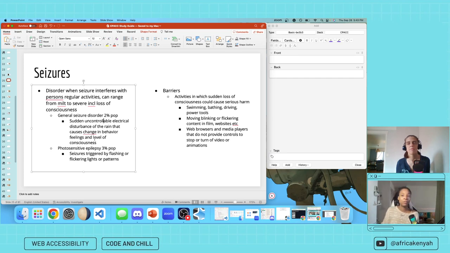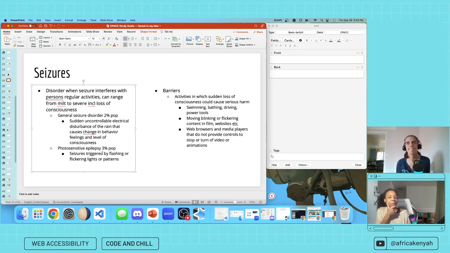So these are the classic seizures that you think of probably. And then photosensitive epilepsy are the ones that are triggered by flashes of light. And I think that's what a lot of people think of when they think about seizures, having it happen because of those flashes of lights.